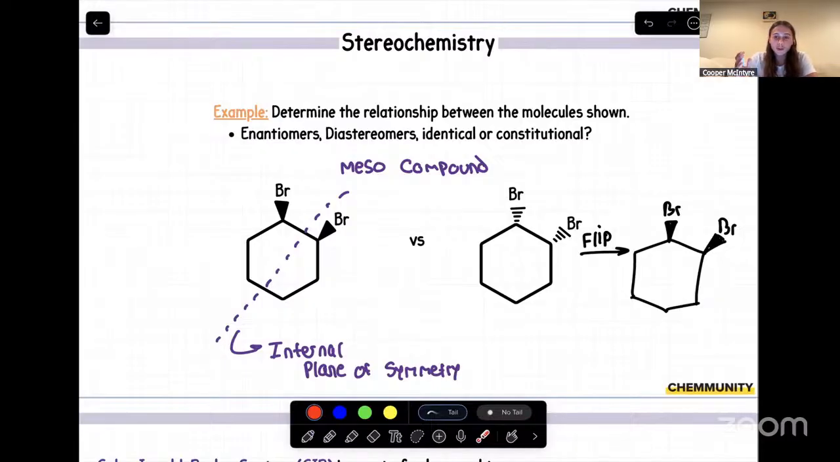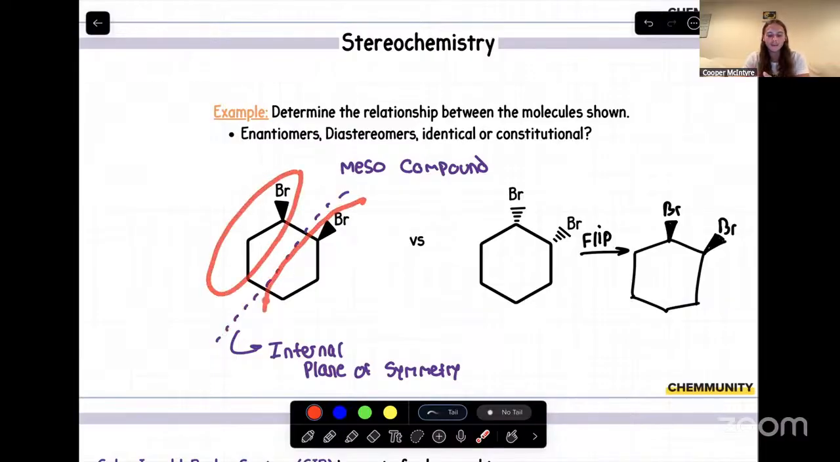In terms of meso compounds, yet again, that's when we have that internal plane of symmetry. Now, what does that mean? Pretend you're putting a mirror right in a molecule. In this case, our mirror will cut right through it. And since we have a mirror, this portion will be an exact reflection of the portion I just circled. So that's going to be our internal plane of symmetry, showing how this is going to be a meso compound.